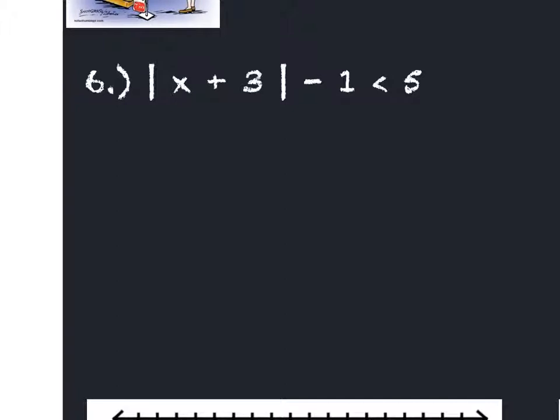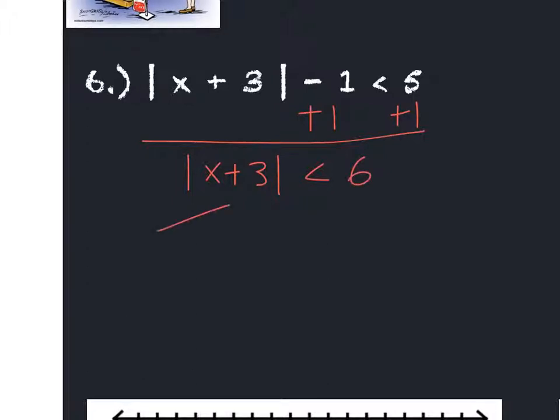All right, let's take a look at number 6. So number 6, just like with equations, if there's stuff on the outside, you're going to want to remove everything on the outside first and then split it. So here we have the absolute value of x plus 3 minus 1 is less than 5. So if we get rid of this minus 1 first, we add 1 on both sides. That would give us the absolute value of x plus 3 is less than 6. And then we split it. First one's going to stay the same.